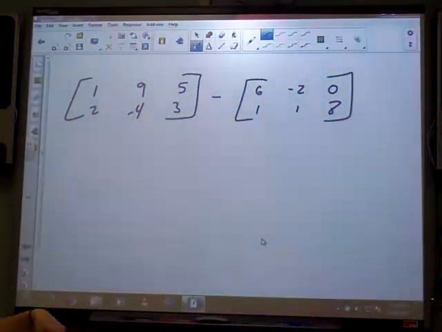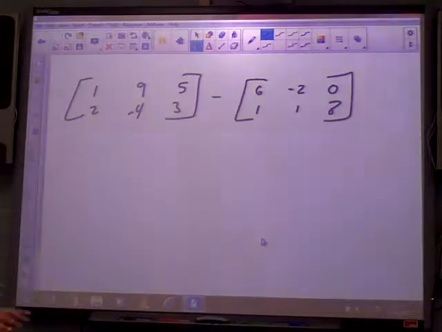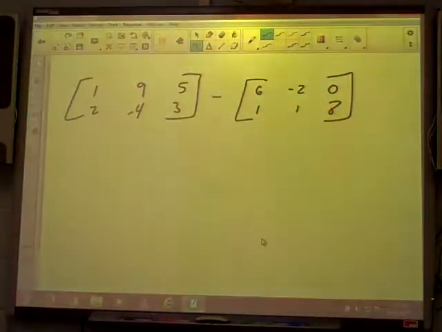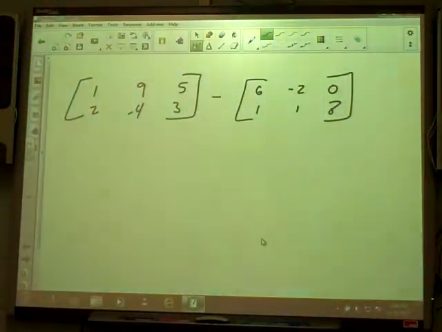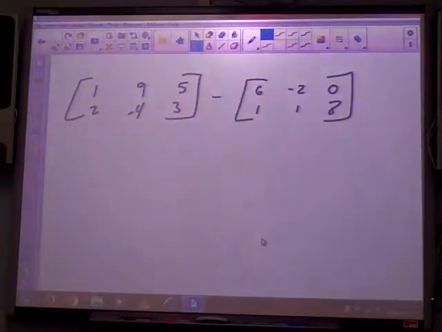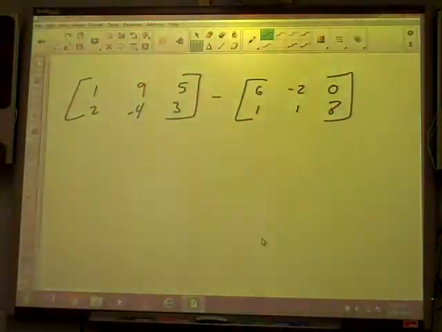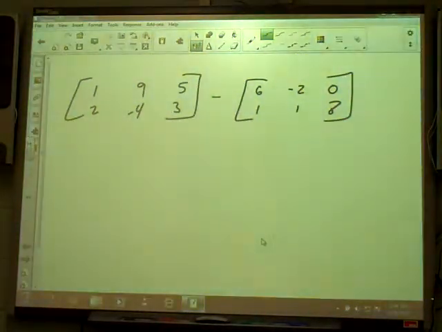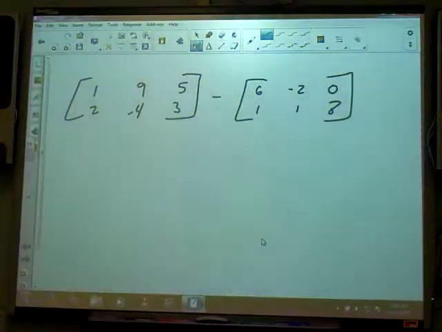Alright, so first question to you: there's a subtraction sign between those, so can I subtract them? Is it even possible? I'm going to take a wild guess and say yes. Hayden is correct on this wild guess because they're the same dimensions. Those are both 2 by 3s, right? See that? So we can subtract.